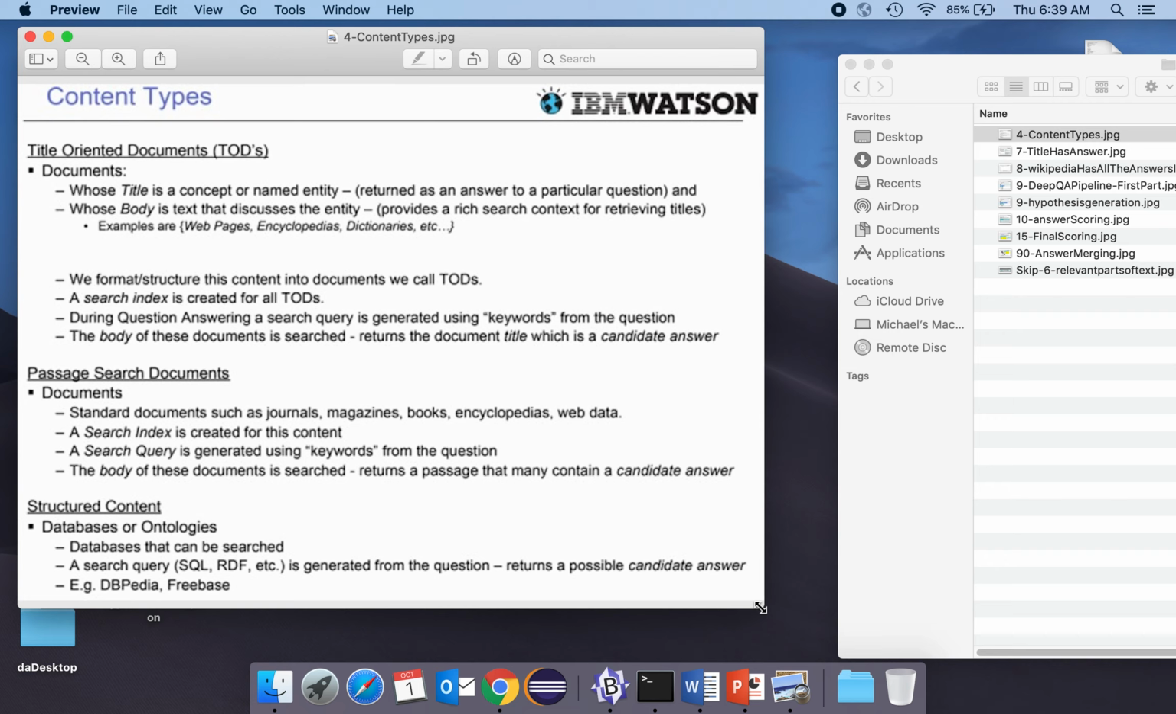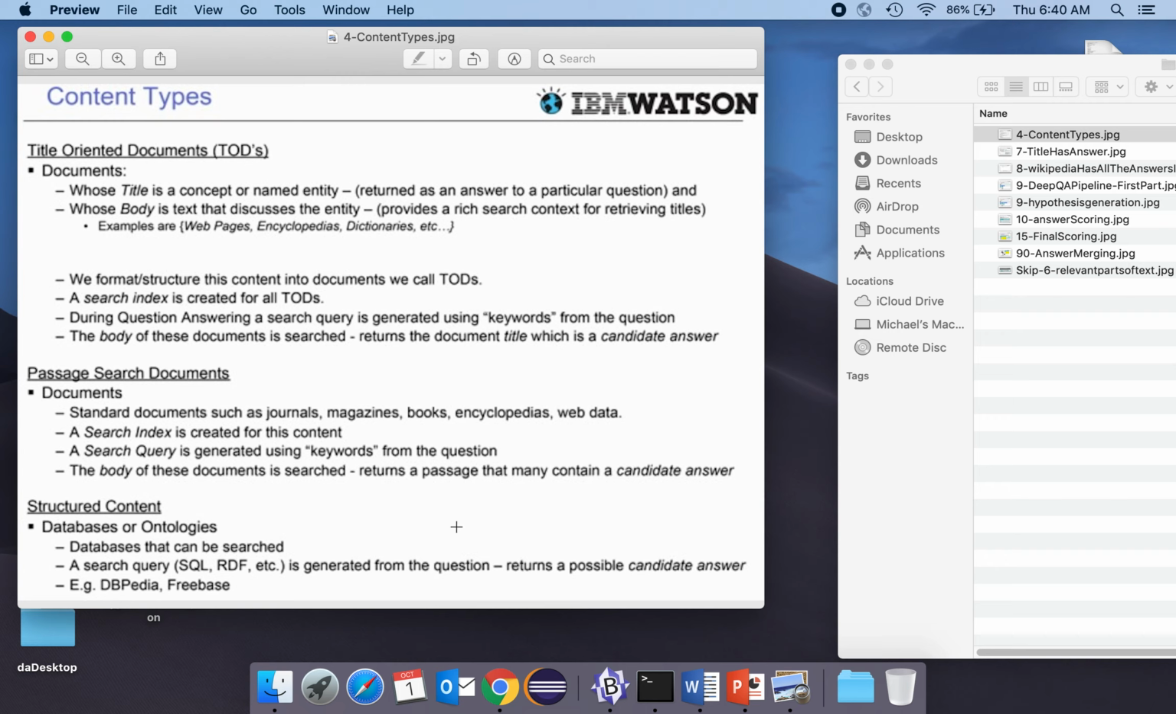They downloaded or captured information that was highly curated. Wikipedia, Encyclopedia Britannica, newspaper articles, things like that. But even then, they categorized or classified different types of documents.